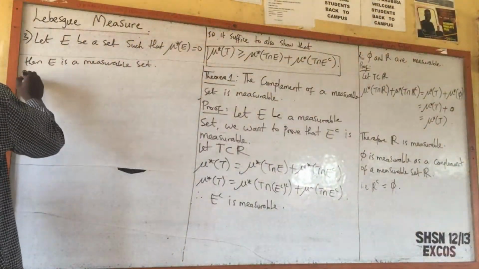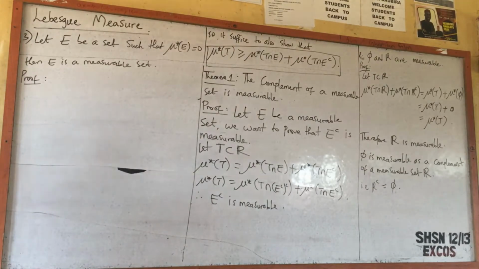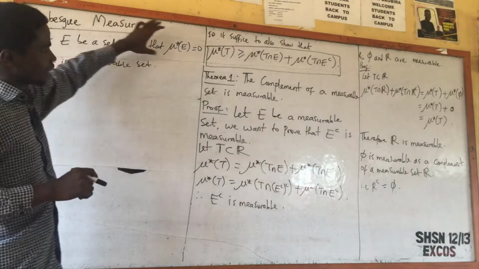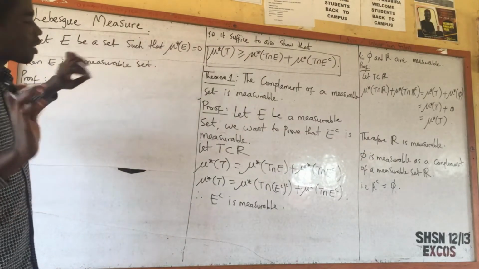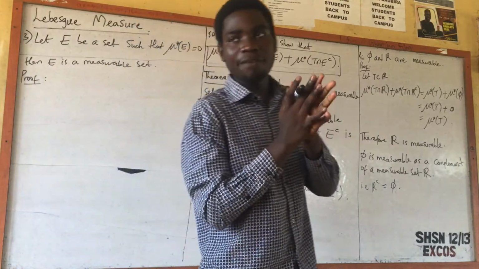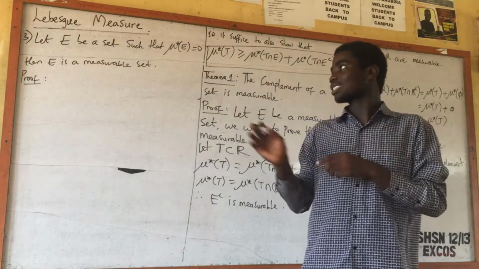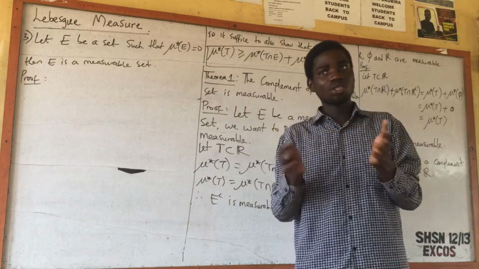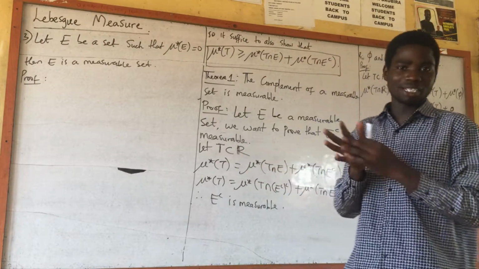Now let's prove this one as well. Proof. What do we want to do? Let E be a set. The outer measure is different from a measurable set. From measure, we define outer measure to be the infimum of the summation of the lengths of intervals, so that E is inside the union of the intervals. We have done that already, yes, in the first class.